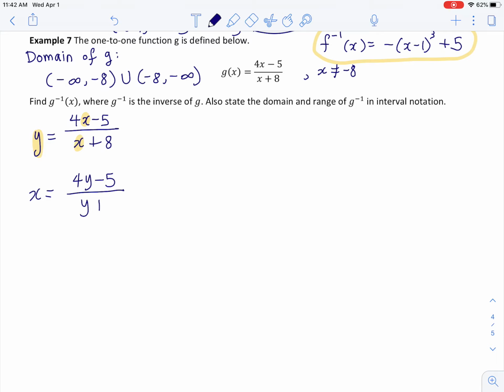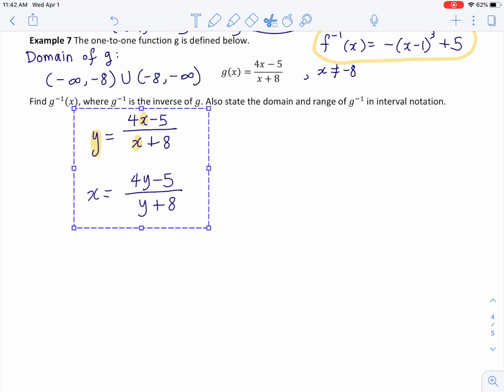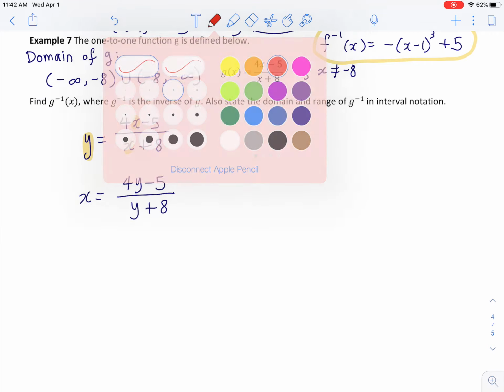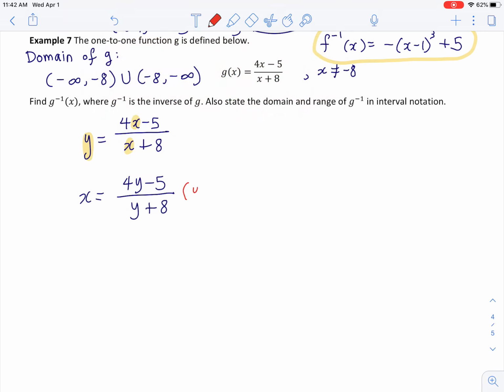So change the numerator to 4y minus 5. Change the denominator to y plus 8, okay? Now, we're going to solve for y, okay? Now, what are we going to do to both sides? Let me move this work a little bit to the side so that I can show you what I'm doing to both sides. I'm going to multiply both sides by that denominator. Multiply both sides by y plus 8.